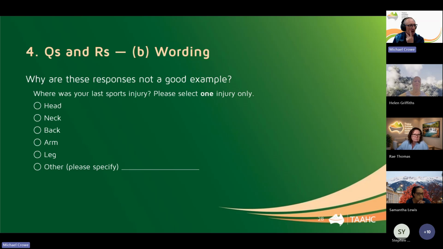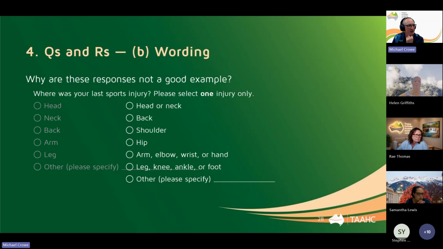So you can make it better by going, right, so what about this? Head or neck, back, shoulder, hip, arm, elbow, wrist, or hand, knee, leg, and so on. Is that any better? Maybe. Again, it will depend on respondents and on objectives. So you have to think about it and make sure that these categories are what I'm looking for, rather than just what I thought up at midnight with a glass of red wine.